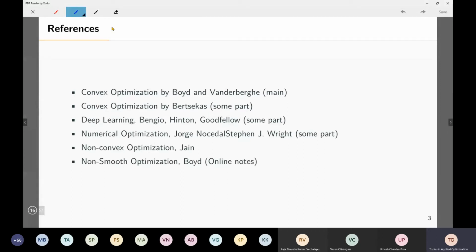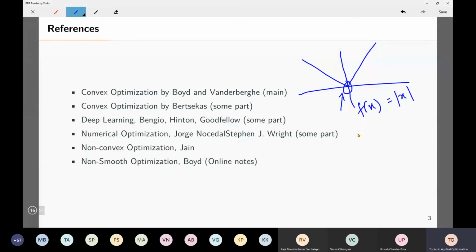I have something like this, the mod x function. The derivative here is not really defined. So f(x) is the absolute value of x. At 0, the derivative is not defined in the sense that there is no unique tangent. You have multiple tangents here. This is also a valid tangent, this is also a valid tangent, this is also a valid tangent. So this is the issue: there are infinitely many tangents, with slopes going from -1 to 1. So many slopes are possible here. This is the problem.